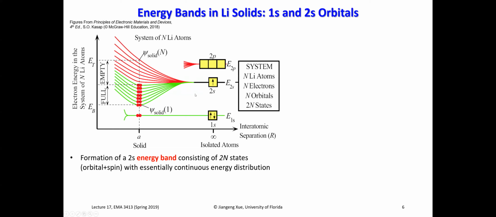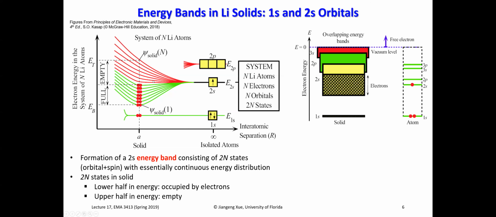And then since we only have 1 electron per atom, and we have a total of 2n states that are available from those molecular orbitals or electronic states in the solid. So in the case of lithium, we're going to fill only half of the states toward the lower portion of the band, and the upper portion will be completely empty.